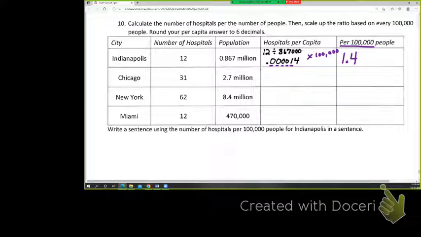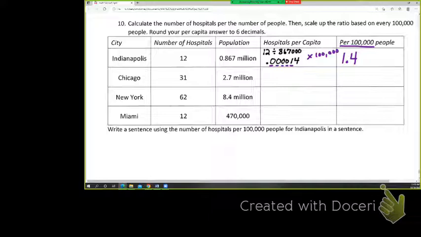There are 1.4 hospitals for every 100,000. Which would be like saying there's 14 hospitals for every million people, right, if I change the scale. Or 3 hospitals for 300,000. There would be about nearly 3 hospitals for 200,000 people.